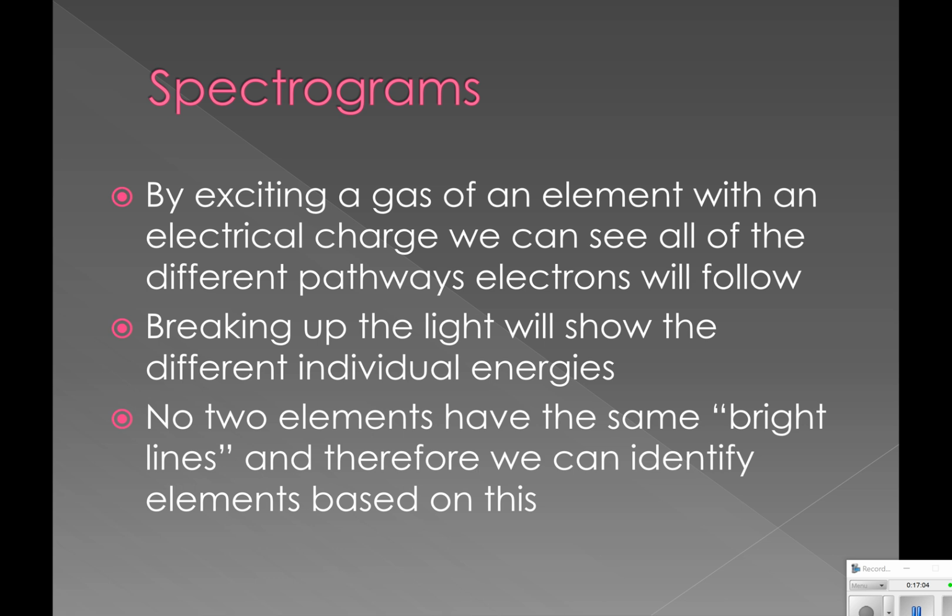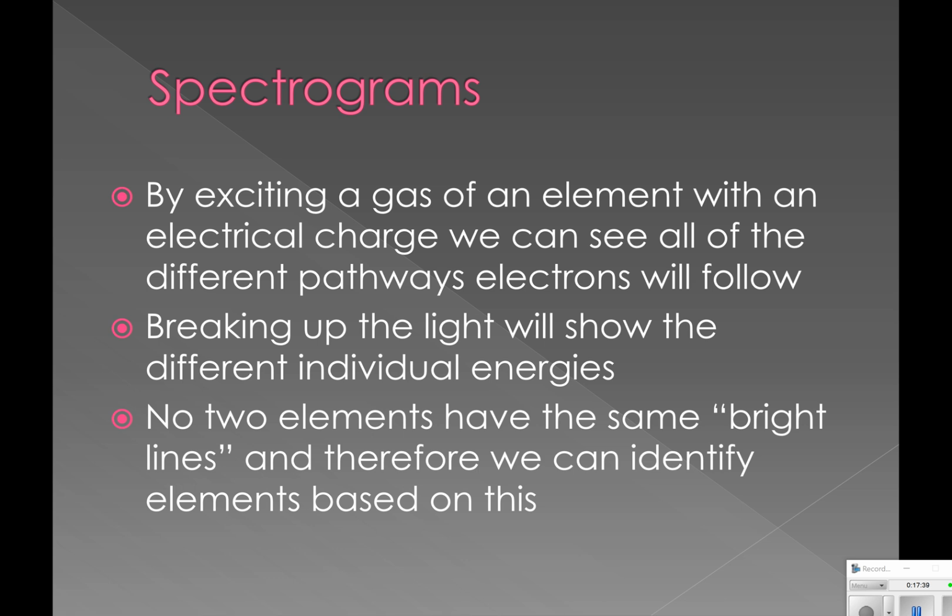So what we looked at there for each element was a spectrogram. By exciting the gas of any element with an electrical charge, we can see all these different pathways that electrons will follow by constantly giving that sample energy. Breaking up the light that's being given off by these atoms shows the different individual energies. We do this by using a prism and a spectrometer, which breaks up the light being given off all at the same time into individual bands of light, and that's what we saw in those bright line spectra.